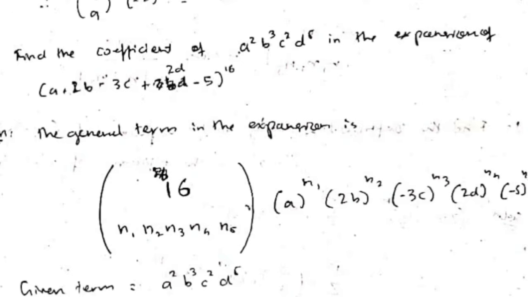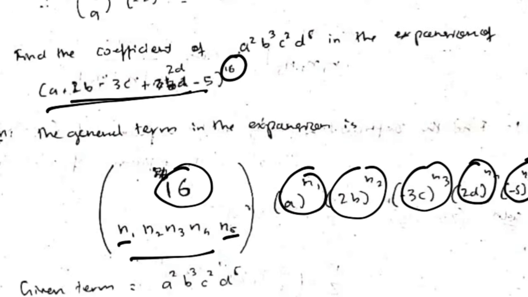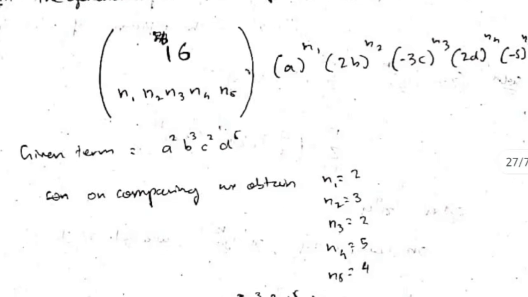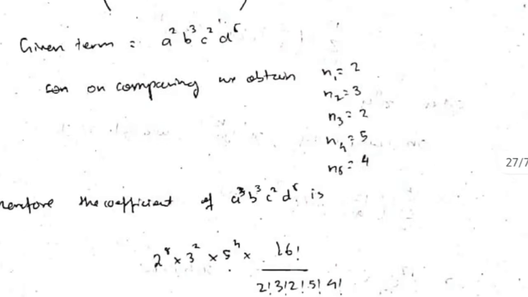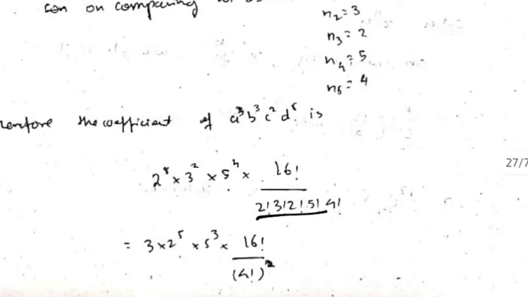Okay, so after that, we'll be writing the formula, which is 16 factorial, where 16 is the power of the main term, and n1 to n5 means 5 terms are there, right? So the powers of the 5 terms will be written in this form, and we will be comparing this with the term which they have given. So a power n1, see a power 2, so n1 is 2. In that we will find all of these values, and after we get all of these values, we have to expand this one. So this one is nothing but 16 factorial divided by the factorials of the n values in the denominator. We will get 2 power 8, 3 square and 5 power 4 from this one.